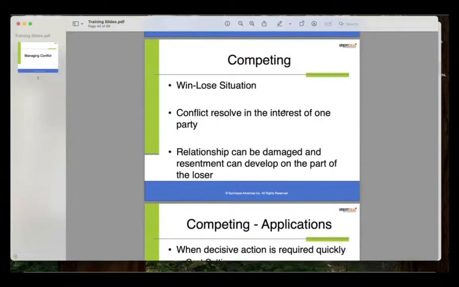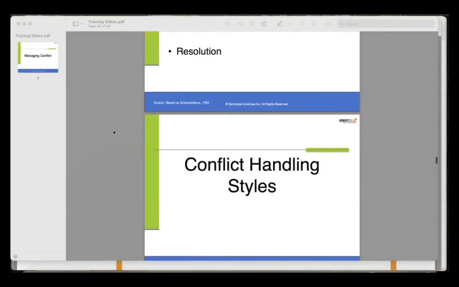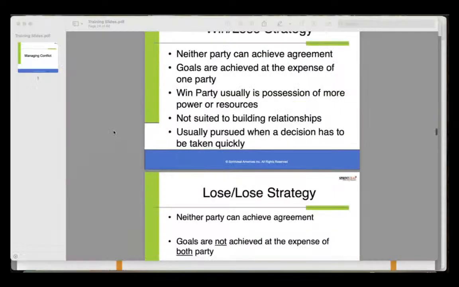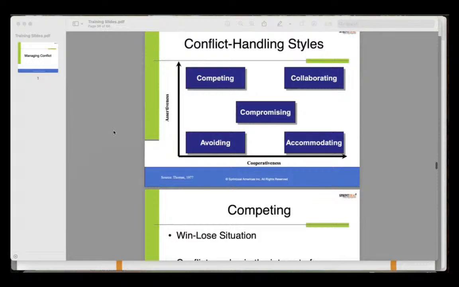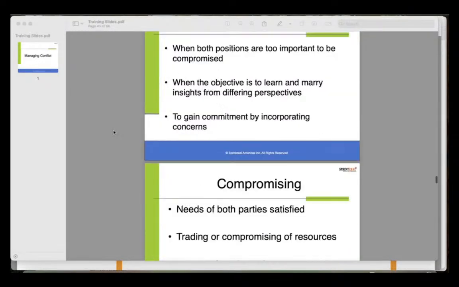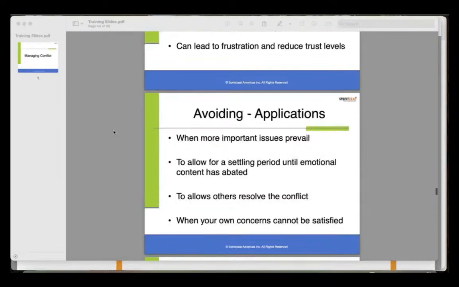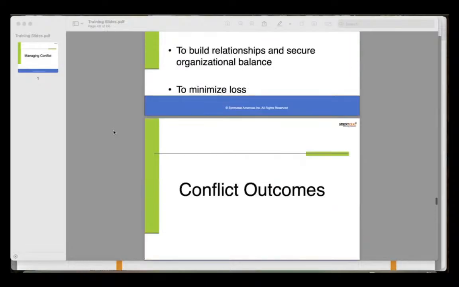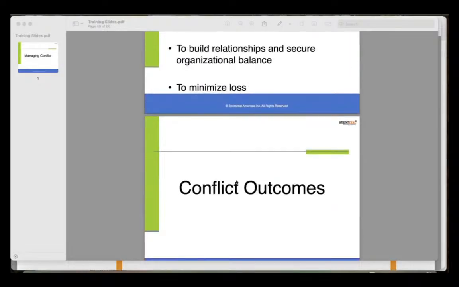Yes, so conflict. We were done with role strategy and styles. It is almost everything is done. Now we come to the conflict outcomes. So, what do you think now? What must be there in conflict outcomes?